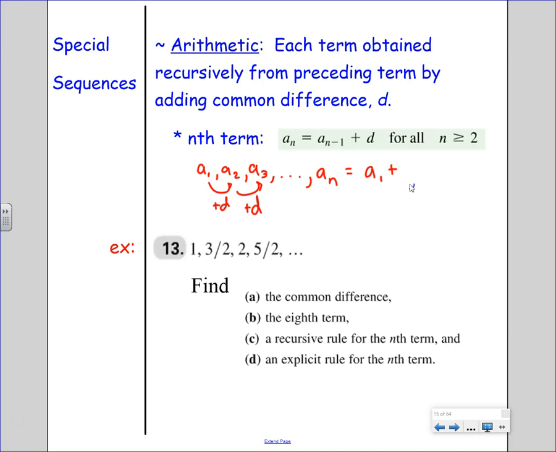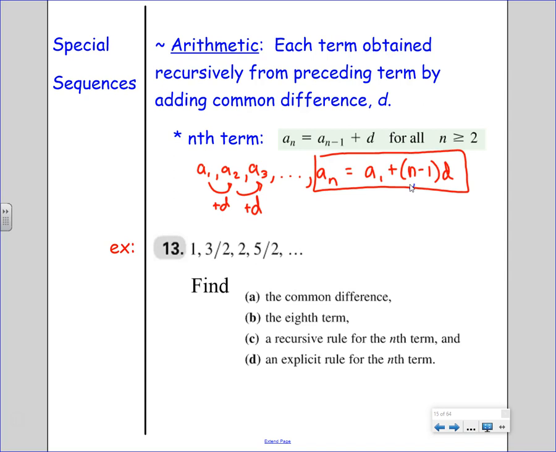Now hold on. How many necessary jumps would there be for an nth term? Well, how many repetitions of addition by d were needed for the third term? Only 2. You already had the first. To get to the third, you only need to take 2 steps, 2 additions. To get to the 10th, you need 9. To get to the nth, you need n minus 1.